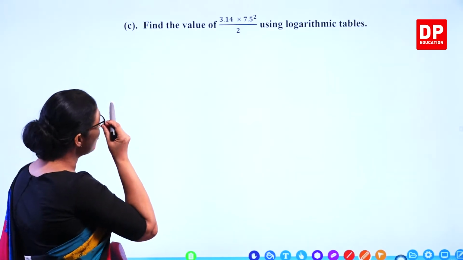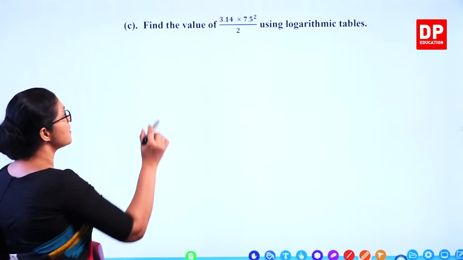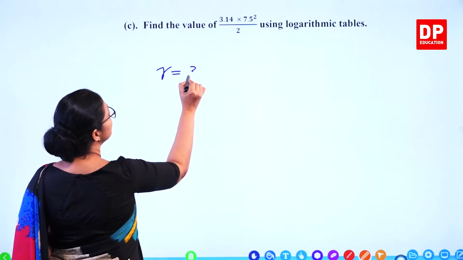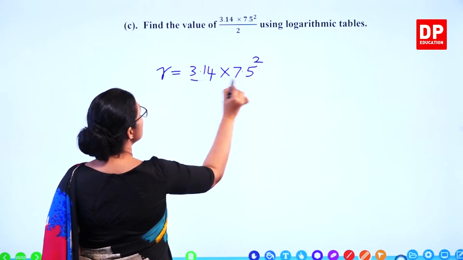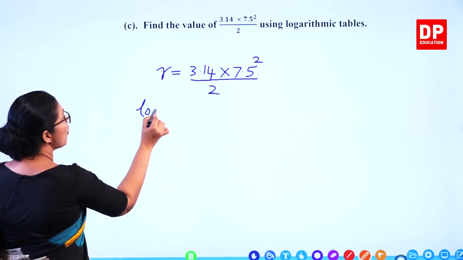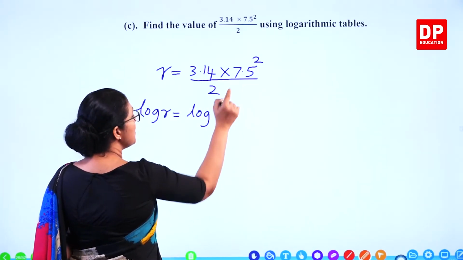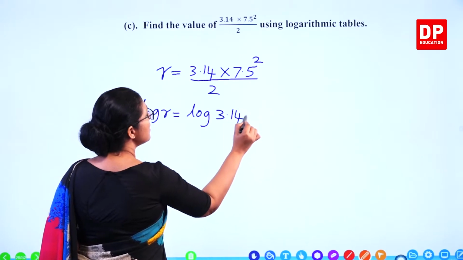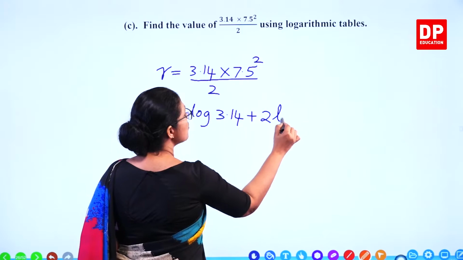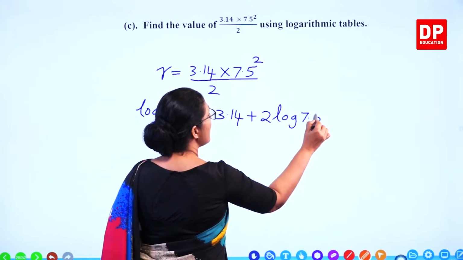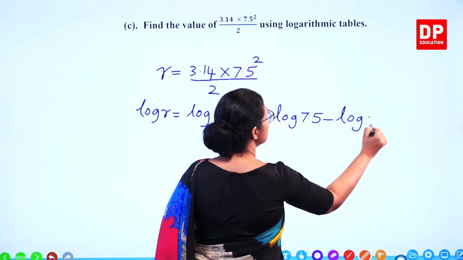Next one, part C. Now you have to use logarithmic tables to find out the value. So first take R as this. And what you do? Take log both sides. Log of R equals log of multiplication becomes addition. And here the power you can take out: 2 log 7.5. And then for division you can subtract the log 2 value.